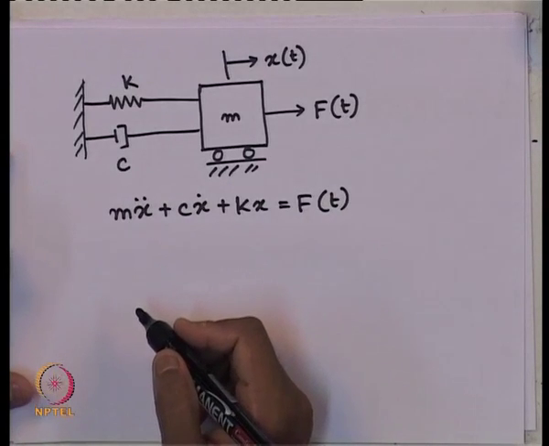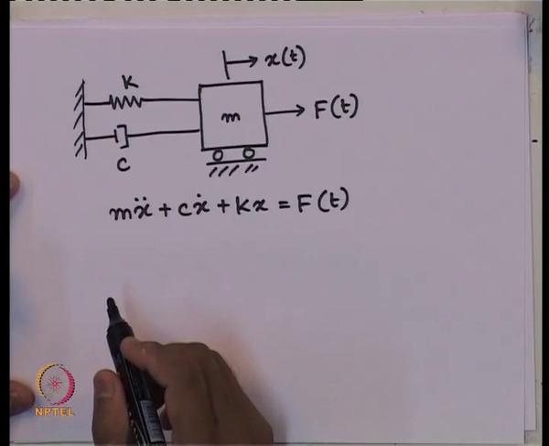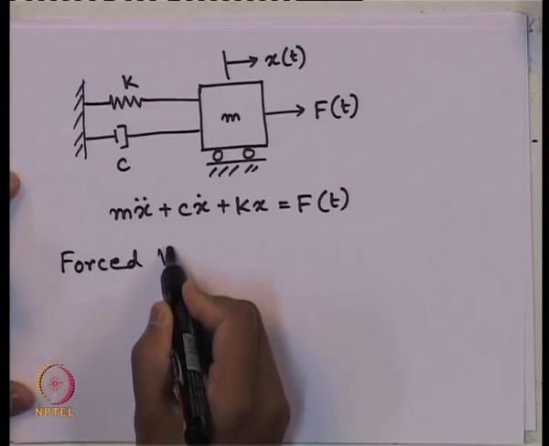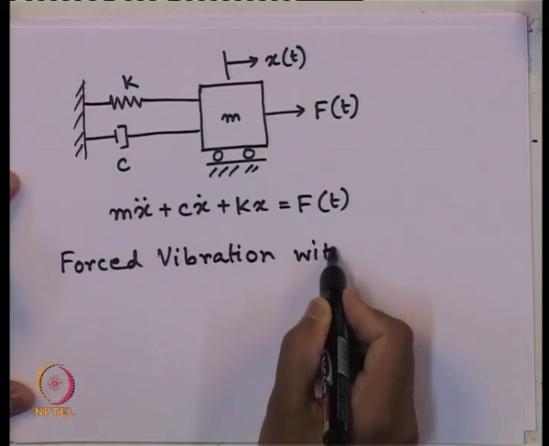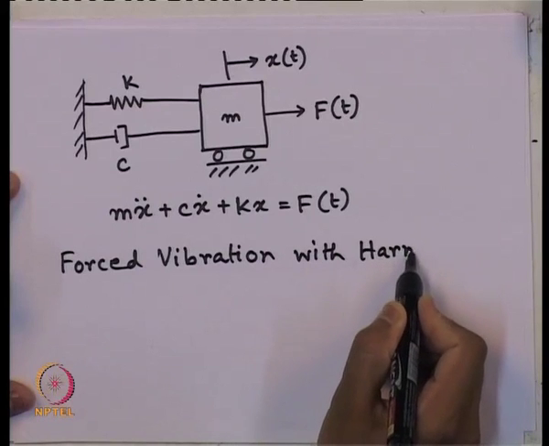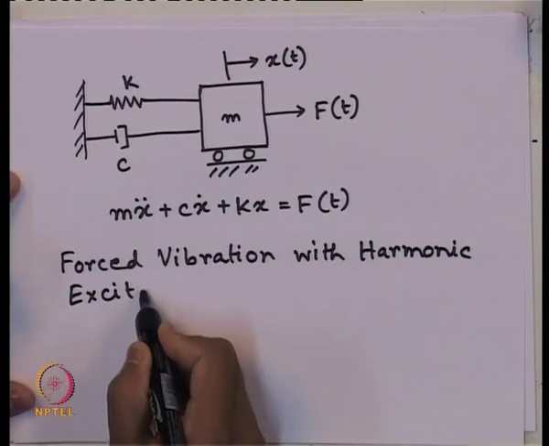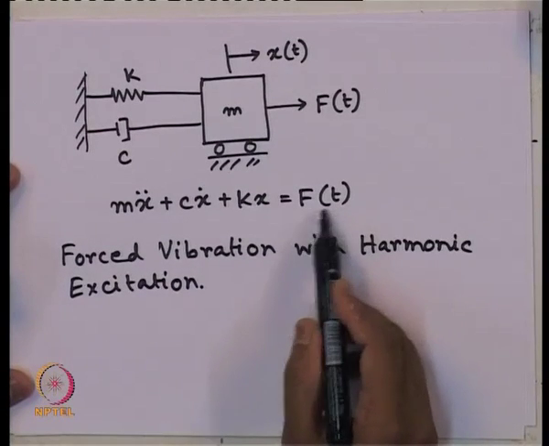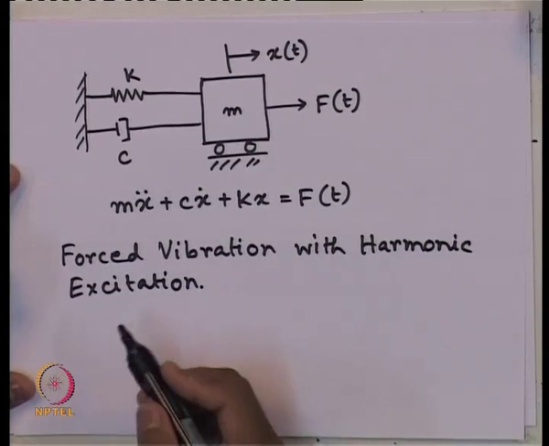Now, the first case, let us do the solution for forced vibration with harmonic excitation. That means this externally applied dynamic load is harmonic in nature. Let us solve for that case first, then we will see all the other different cases.